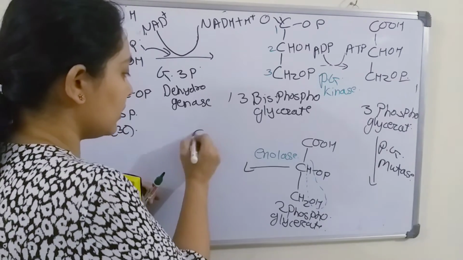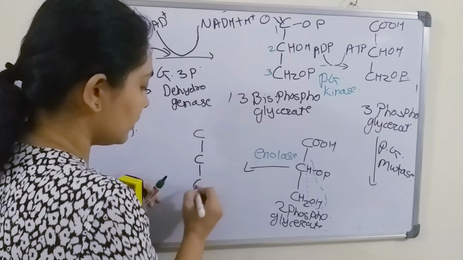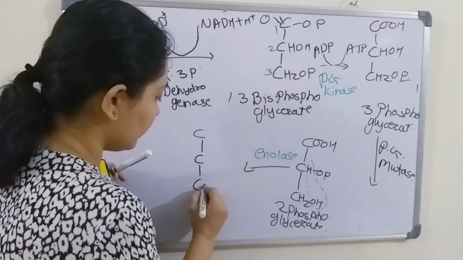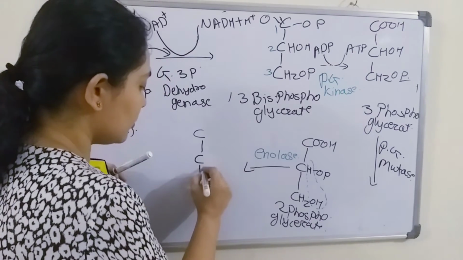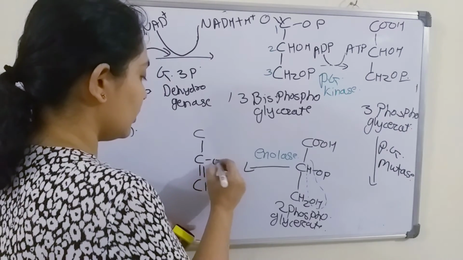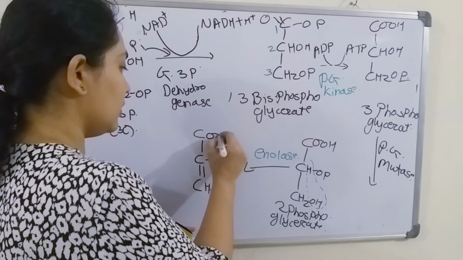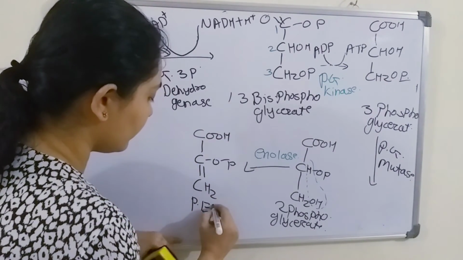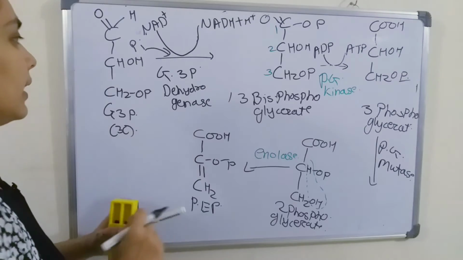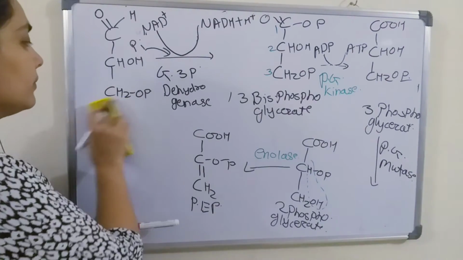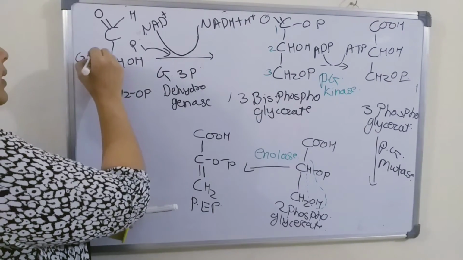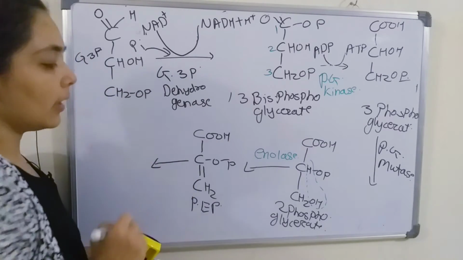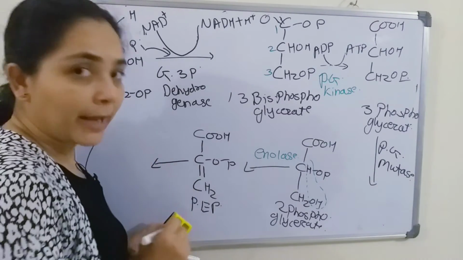That is also a 3-carbon compound. CH2 double bond COP and COOH. This is phosphoenol pyruvate. And then finally we will reach our product of glycolysis, that is pyruvate.